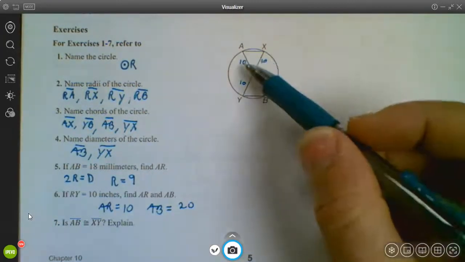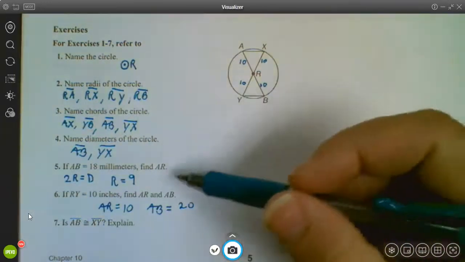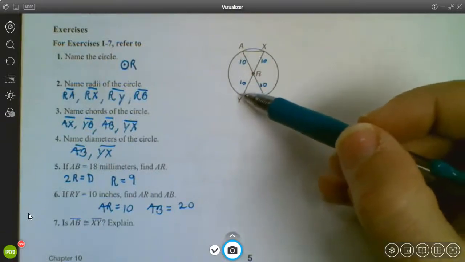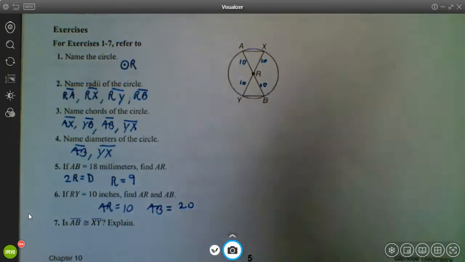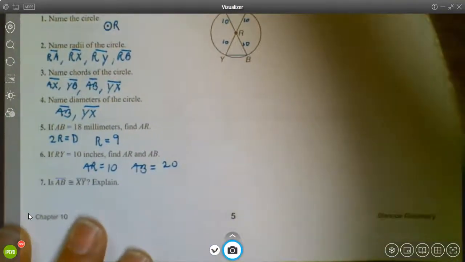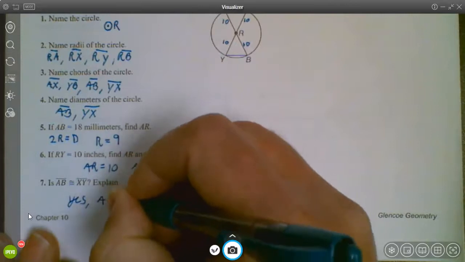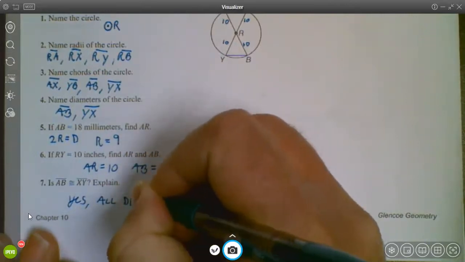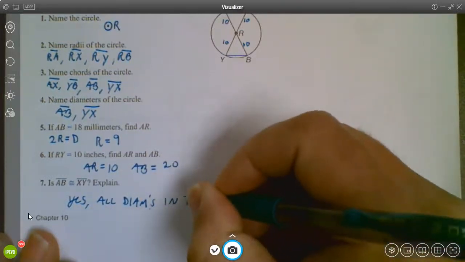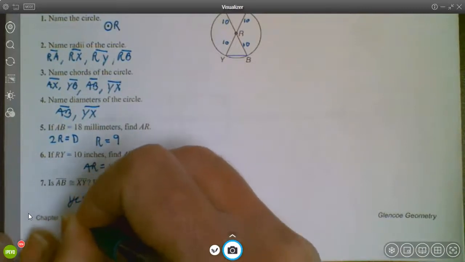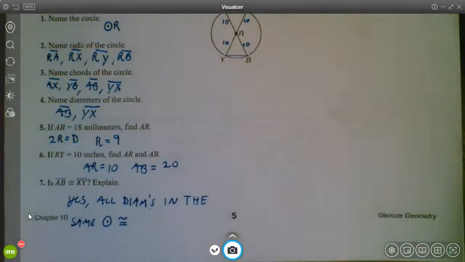Just like all radii are congruent within a circle, so are the diameters, right? You can see just by our previous example that this guy would have to be 20 and this guy would have to be 20 because they both equal 2 radii. So if the radii are equal, then the diameters would also have to be equal. So for that one, let's just say yes. All diameters in the same circle are congruent.